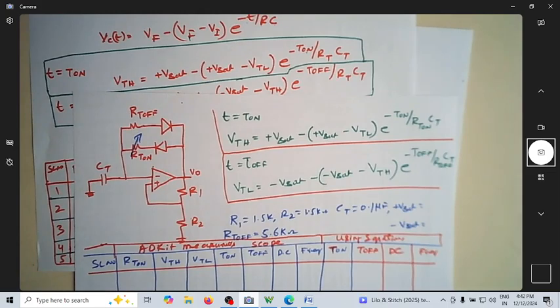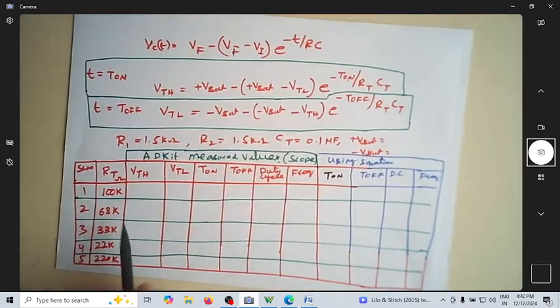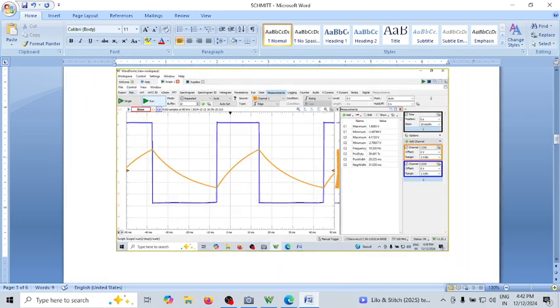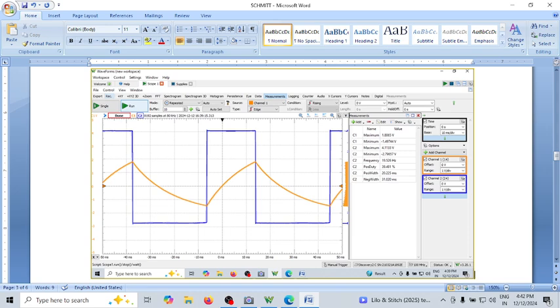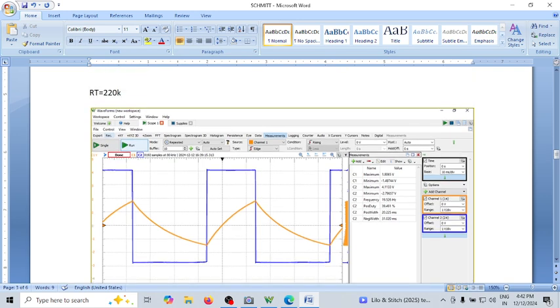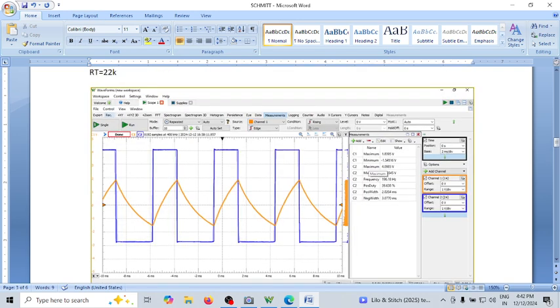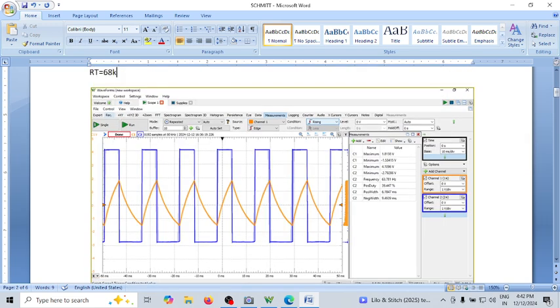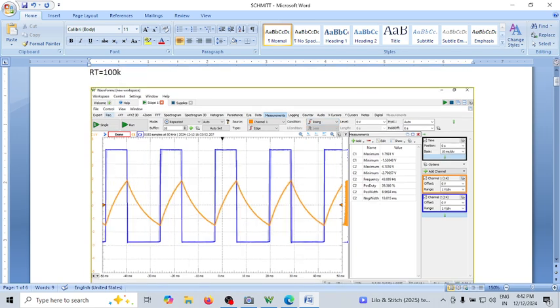Of course, in the last experiment, you can have a look at the screenshots and try to identify this. Let me just zoom in. See here, the duty cycle is almost 40% for an RT of 220K. Now this is for 22K. Just have a look at the pulse width. Sorry, positive duty. It is again 40%. This is for 33K. Just again have a look at this positive duty. Again 40%. Next, this is for 68K. It's again close to 40%. And this is 100K. This is close to 40%.